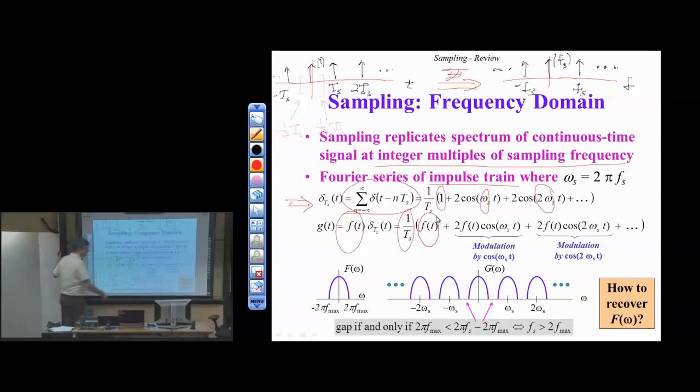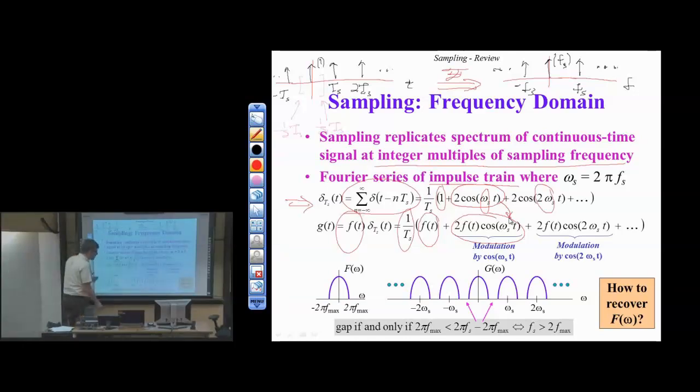We then get an amplitude modulated version from the second term in the Fourier series expansion. So we get 2 times f of t times cosine omega s t, and so forth. So we get a bunch of amplitude modulations happening at multiples of the fundamental frequency.